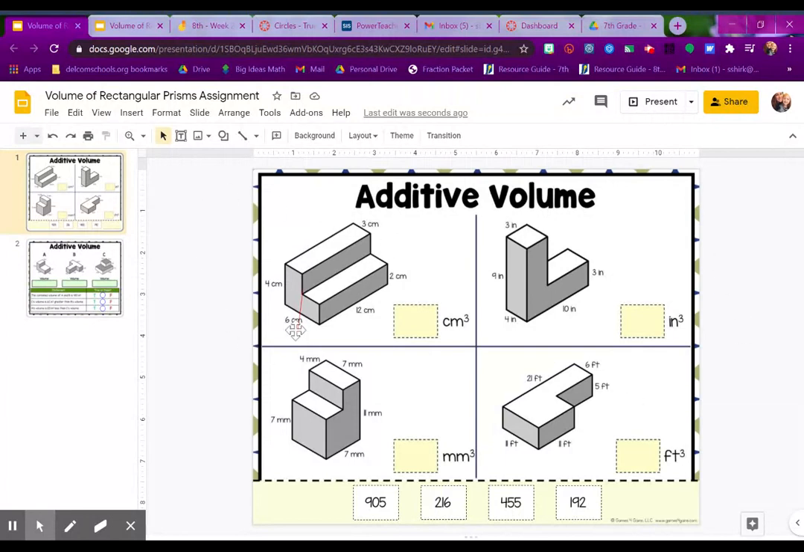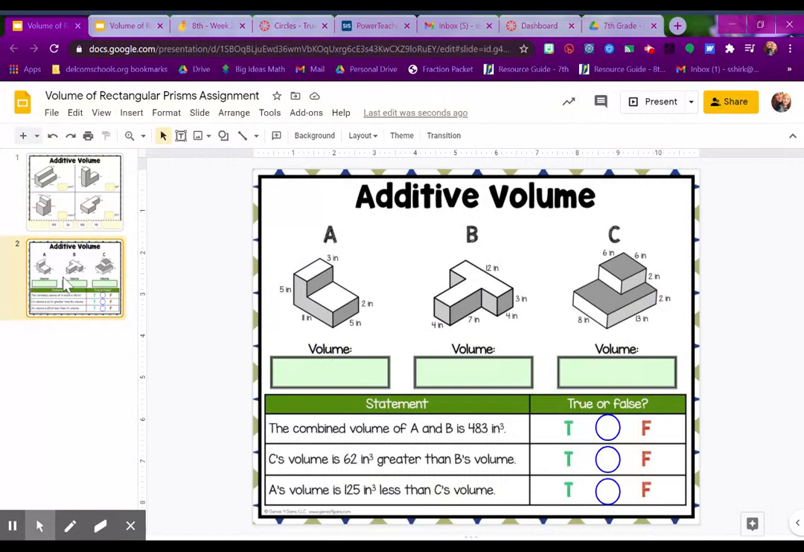I like this assignment because it's a little bit difficult, but you also have the answer options at the bottom so you can check your work. And then slide 2 does not have answer options, but you're only doing 3 of them. And then you have to do some true or false questions at the bottom.